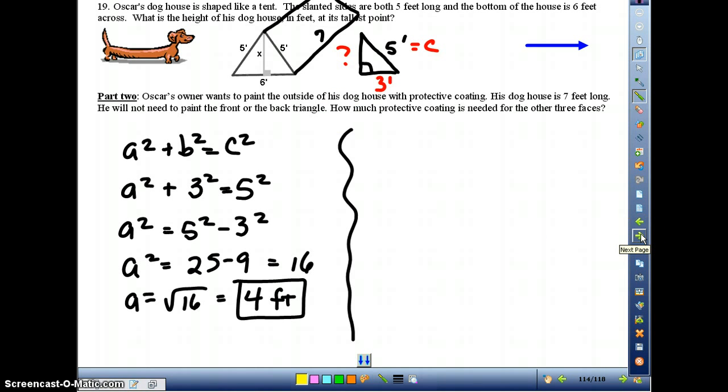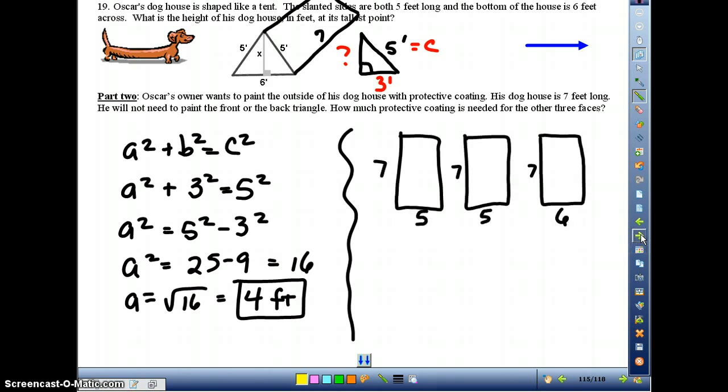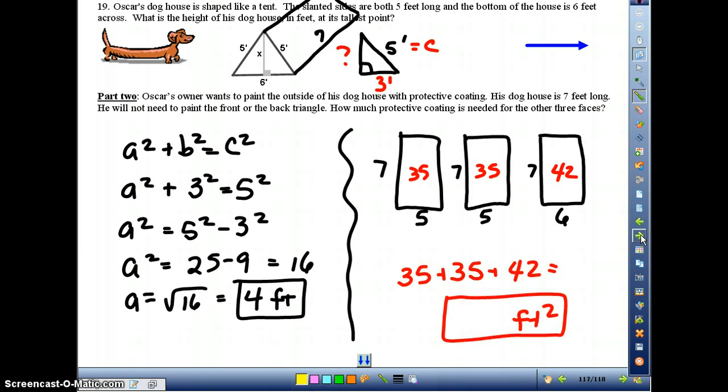Well, the other 3 faces are what shape? Yeah, they're all 3 rectangles. Two of them have base lengths of 5 and one has a base length of 6. Find the area of all 3 of those and add them up. 35 plus 35 plus 42 gives you what? That'll get you your final answer, and I believe we are done.